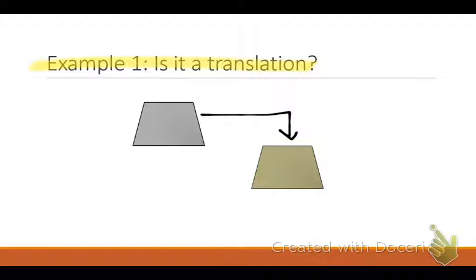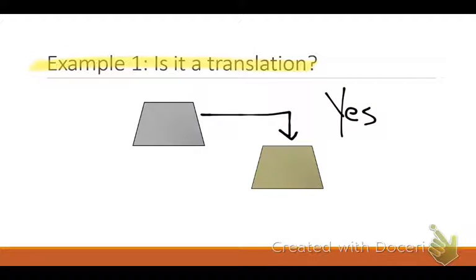Now, I'll tell you this too, on a quiz and a test, I'm going to make it obvious that one's bigger and one's smaller. You're not going to have to wonder, oh, is it just a hair smaller or bigger? I'm not going to do that. That kind of defeats the purpose. It will be obvious. Okay? So yes, this is a translation.